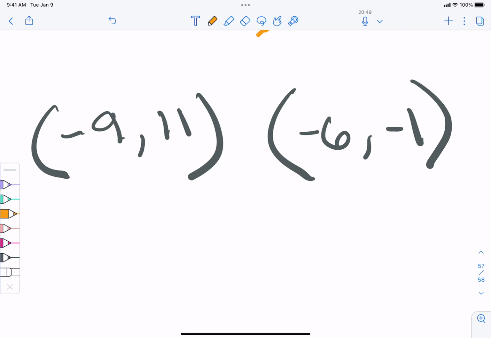Are you ready? Find the slope. Find the m.